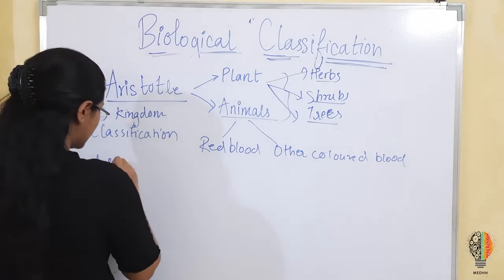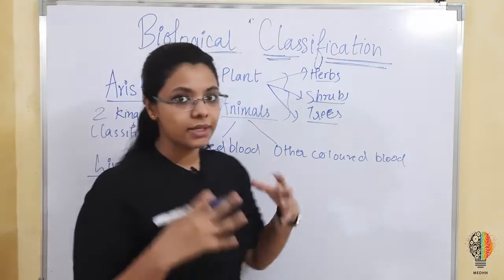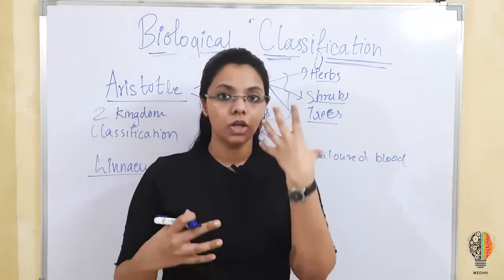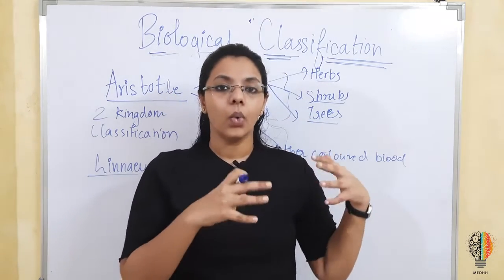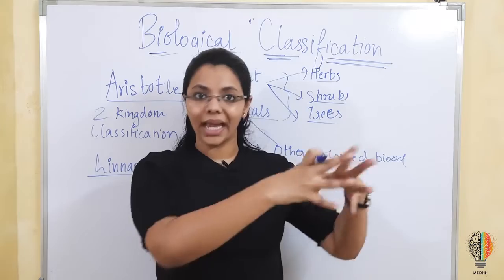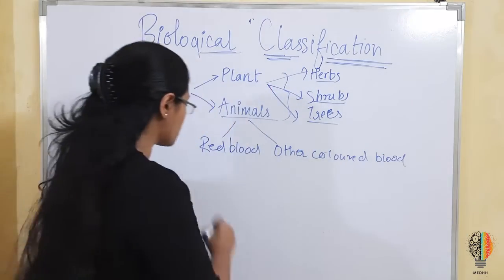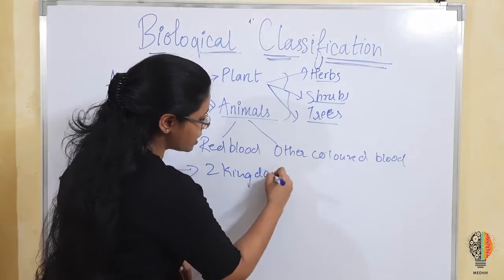And at the time of Linnaeus, Carolus Linnaeus, the one who gave us biological nomenclature, even he came up with characteristics to categorize into different groups, but his type of classification was also two kingdom. But what would be the difference?